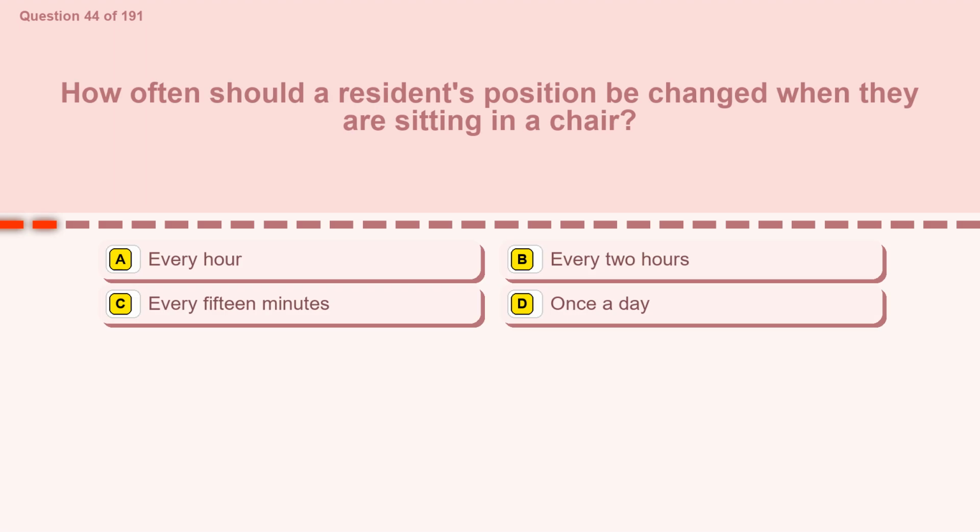Question 44. How often should a resident's position be changed when they are sitting in a chair? Option A. Every hour. Option B. Every 2 hours. Option C. Every 15 minutes. Option D. Once a day.